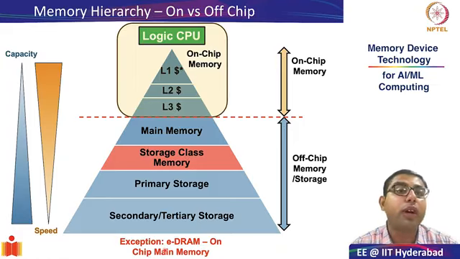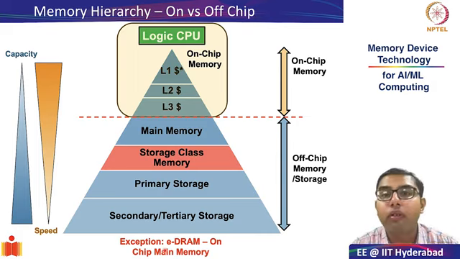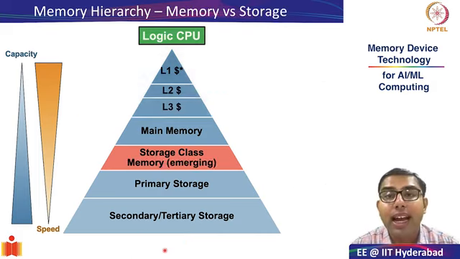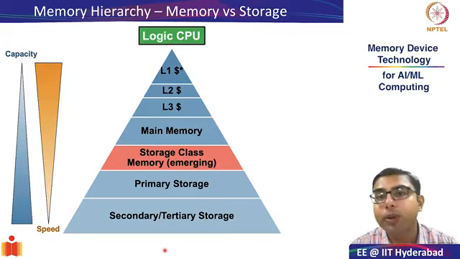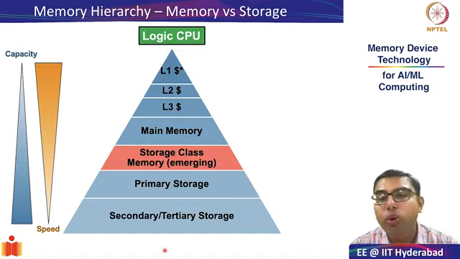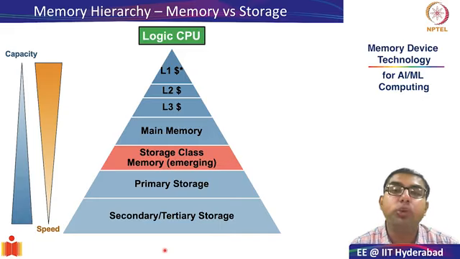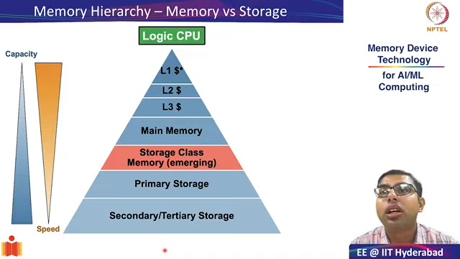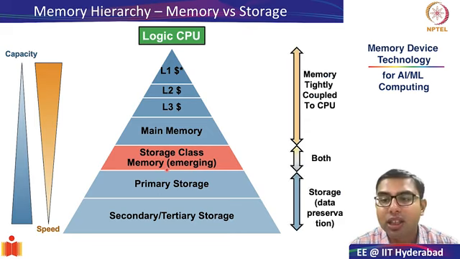Okay, so once we have understood the boundary for on-chip versus off-chip memory, let us go to the next concept, where we look at memory versus storage. Where do you think the boundary between memory and storage will be? It is clear that the boundary has to be somewhere between main memory and primary storage. But what would you classify storage class memories as?